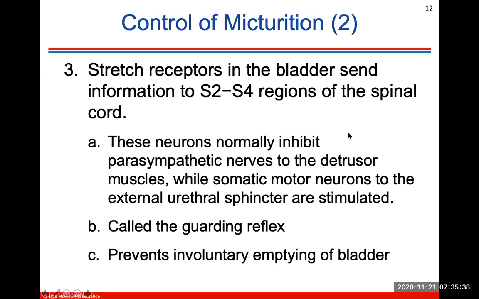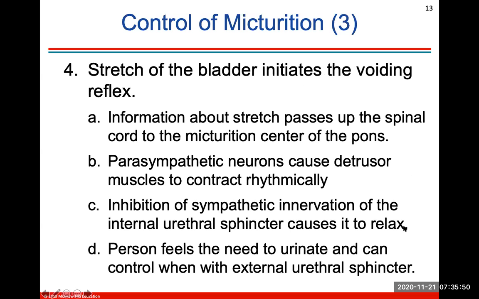So this stretch reflex tells your brain basically that the bladder is full and ready to be emptied, but you have voluntary control over when the urine exits due to the external urethral sphincter. And this takes you through the stretch of the bladder will initiate the voiding reflex. So the person will feel the need to urinate, but then control when to urinate with that external urethral sphincter.